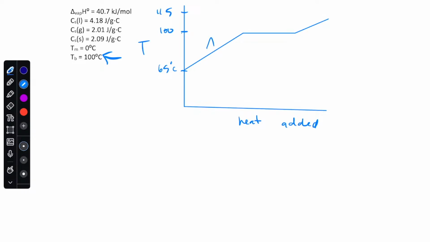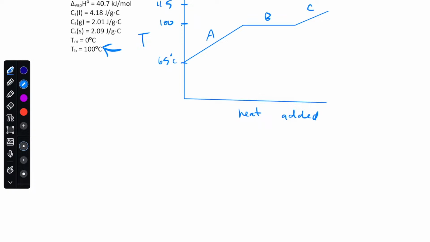You kind of have these three zones, A, B, and C, and what we have to do is calculate Q for each of those zones, and then add them all up. So zone A and C are Q equals mcΔT calculations. And then B is going to be a ΔH equals q times n calculation. So sort of combining the different kinds of calculations that we're doing in this unit, which is, I think, unit 3, the thermochem unit.